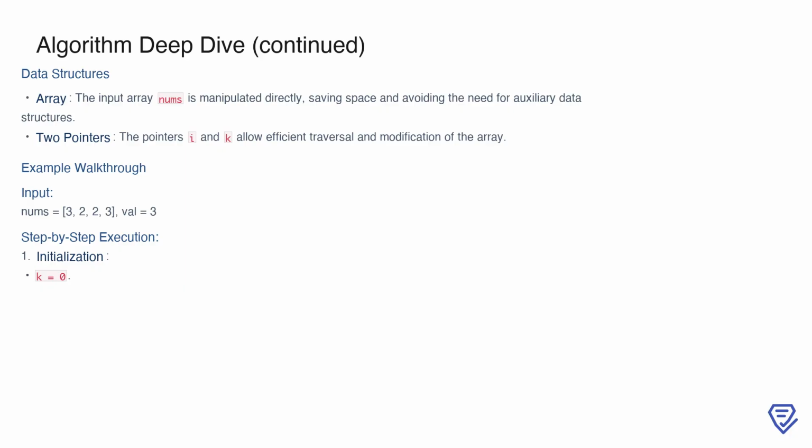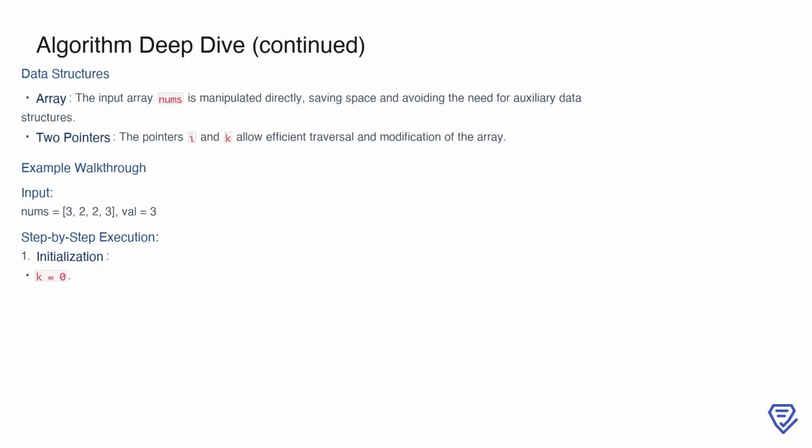To implement this solution, we rely on two main components, the array itself and the two pointers, i and k. The array nums is manipulated directly to save space, while the pointers enable efficient traversal and modification. Let's walk through an example to see how this works.